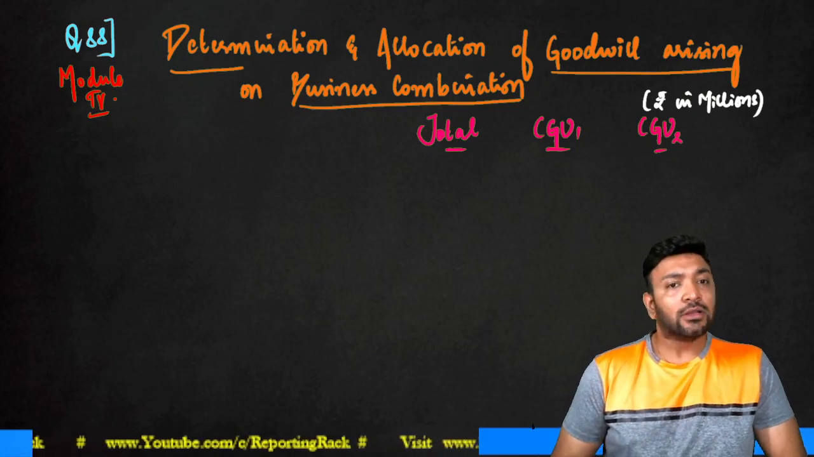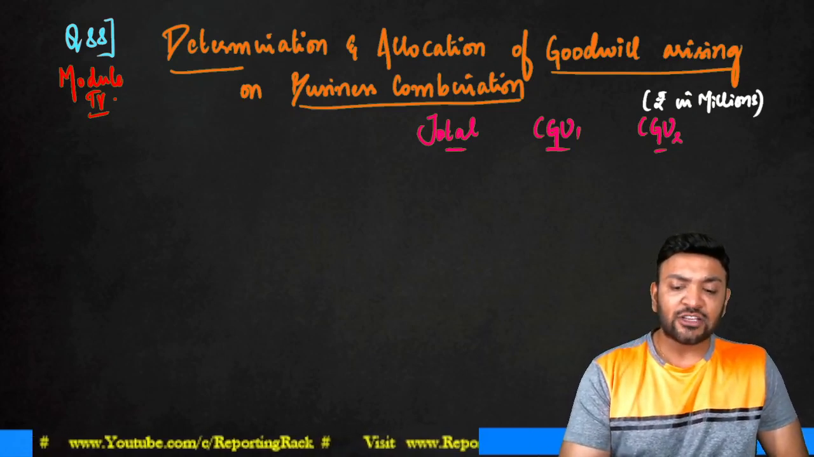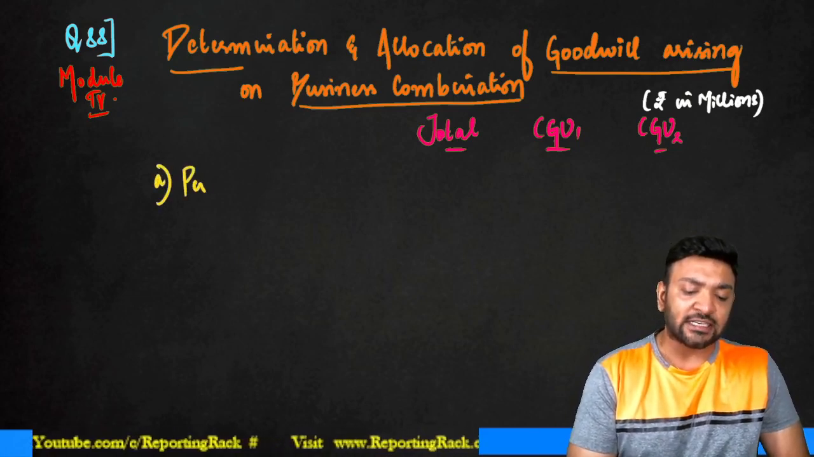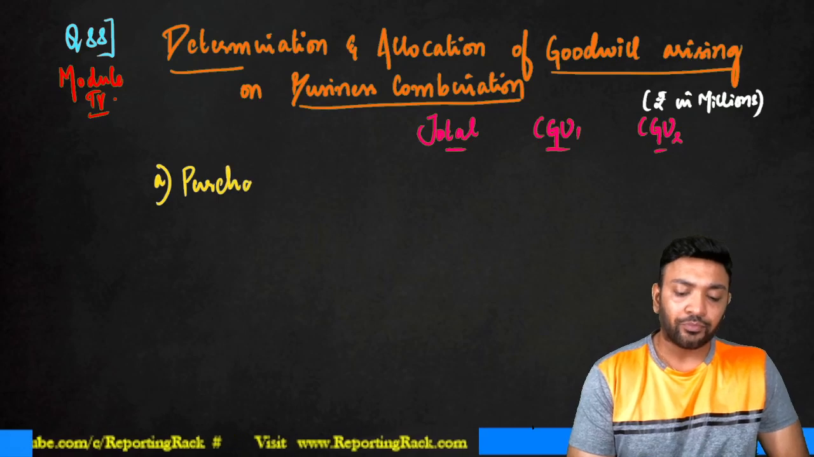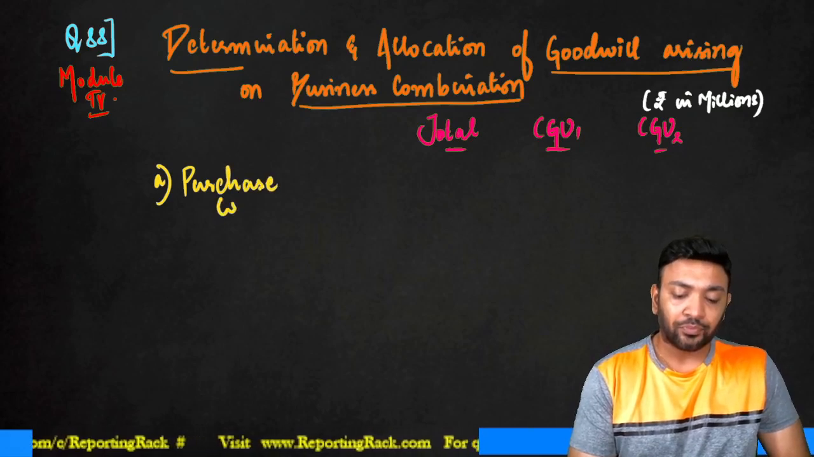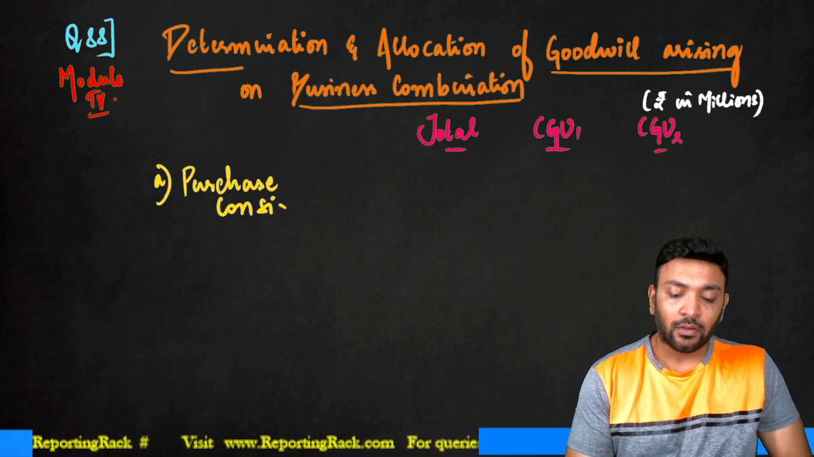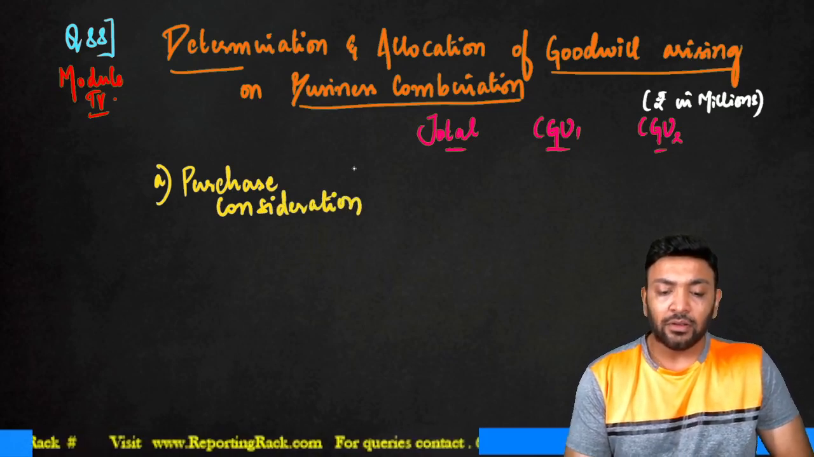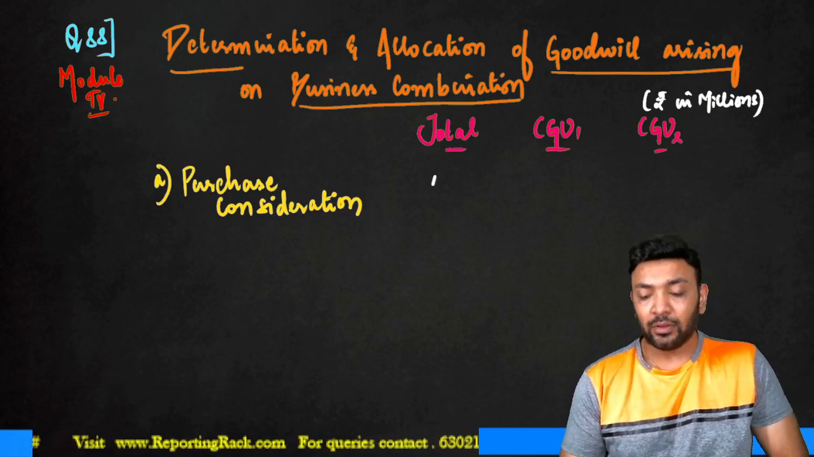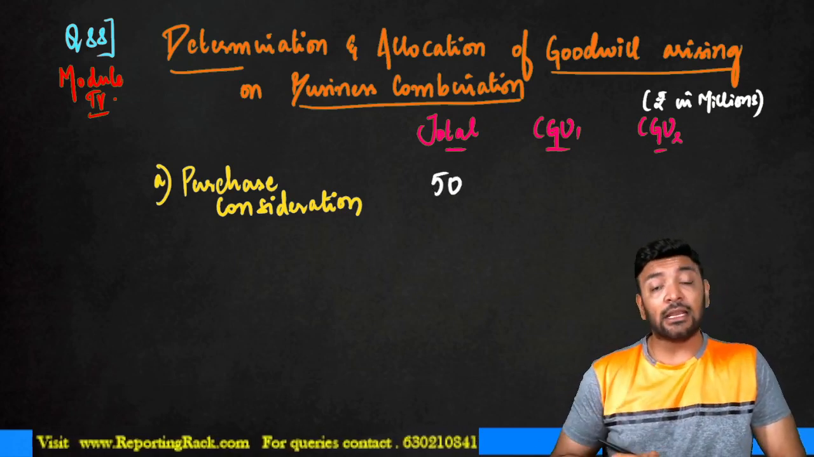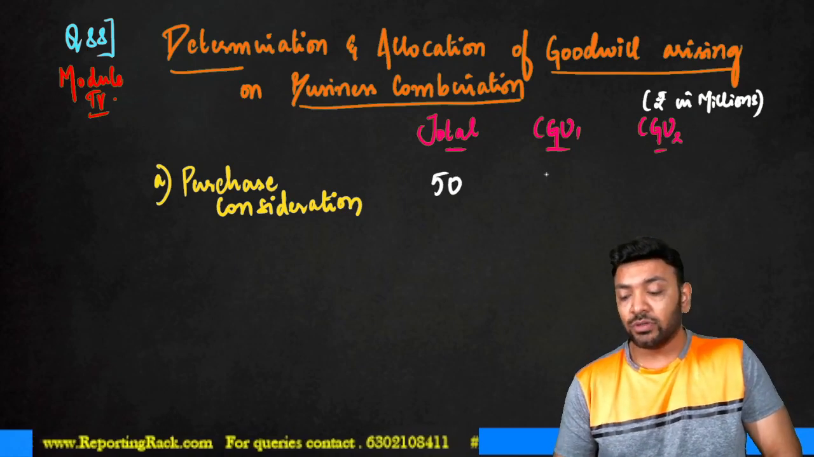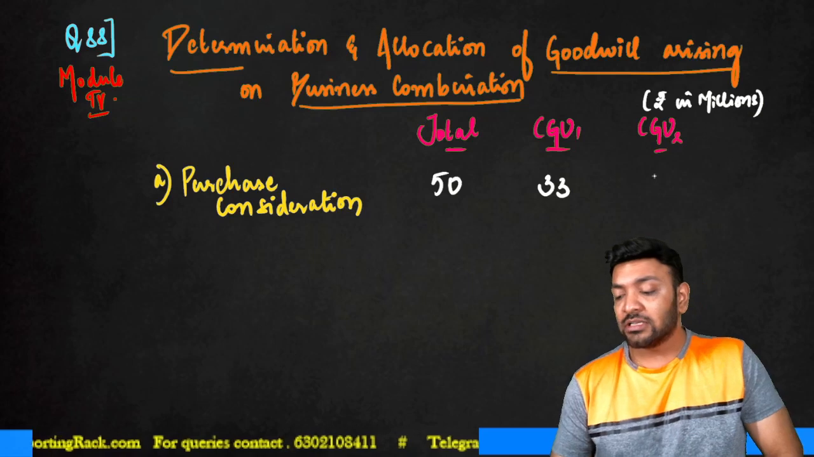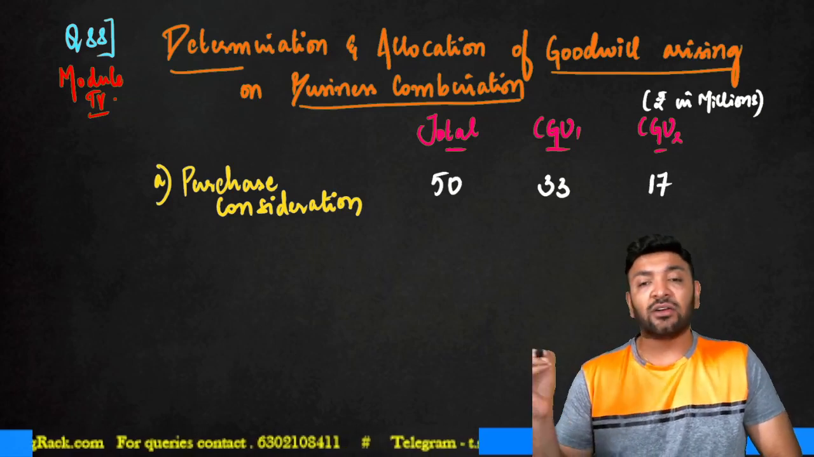Okay. So let's start then. The first figure that I will start with is the amount of purchase consideration. Your purchase consideration in total is 50 million. But this 50 million is also allocated to CGU. CGU1 had a purchase consideration of 33 million. CGU2 had a purchase consideration of 17 million.